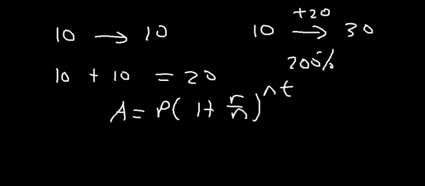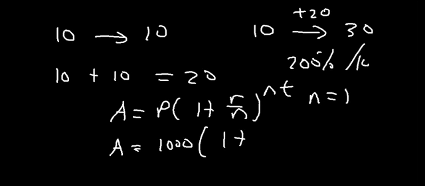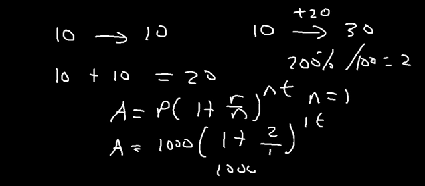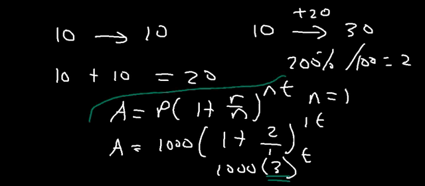let's say it triples every year. N is 1. We'll keep it simple. So A is going to be equal to, let's say P is 1,000, and then 1 plus 200%, if we divide that by 100, we get 2. So 1 plus 2, N is 1, and then 1 times T. So we get 1,000 times 3 raised to the T. So when it triples, this number is going to be a 3. So that's really where we get that equation from. It comes from this equation.